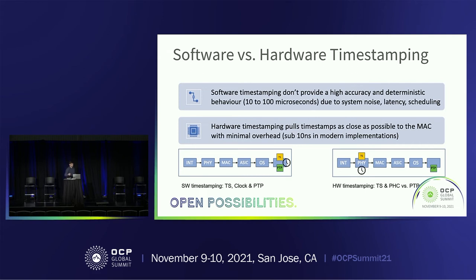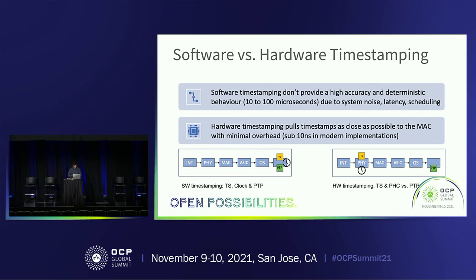But that has a number of drawbacks, because in the case of software timestamping, everything is done in software, which means it'll be impacted by system noise from the operating system, latency through the pipeline, scheduling, and everything else. As you can see, those PTP messages were carried from the interface up through the PHY, the MAC, the ASIC, to the operating system where the PTP stack itself would reside. So the PTP stack, the so-called virtual disciplined clock, and the timestamping all occurred in user space.